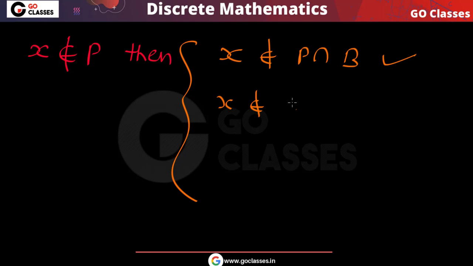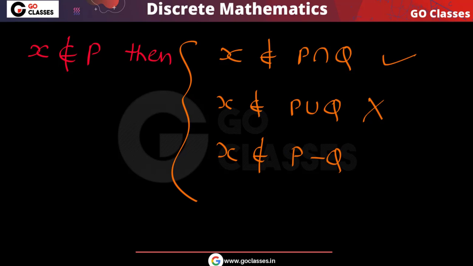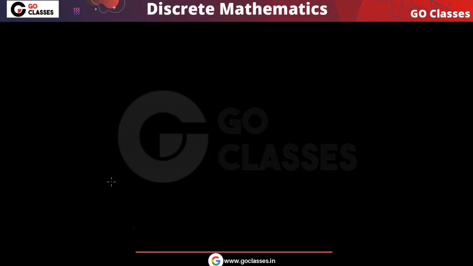But can I say X does not belong to P union Q? This I cannot say. What about X does not belong to P minus Q? If X is not in P, then definitely X is not in P minus Q. So this is also correct. These are some correct statements if X does not belong to P.